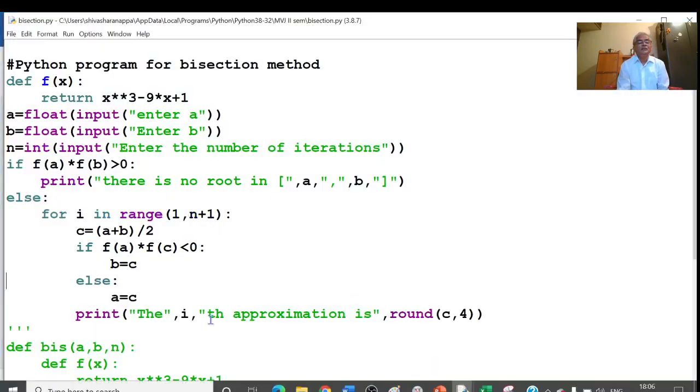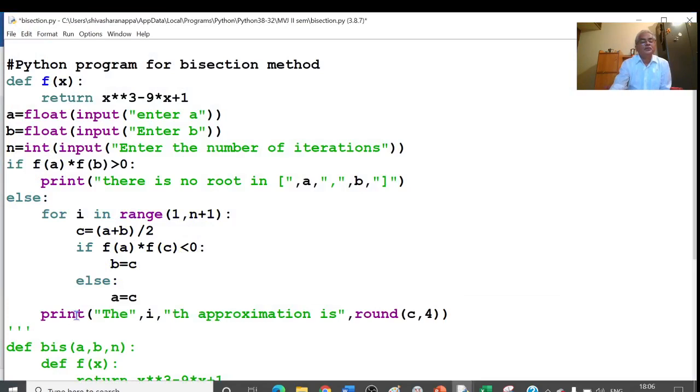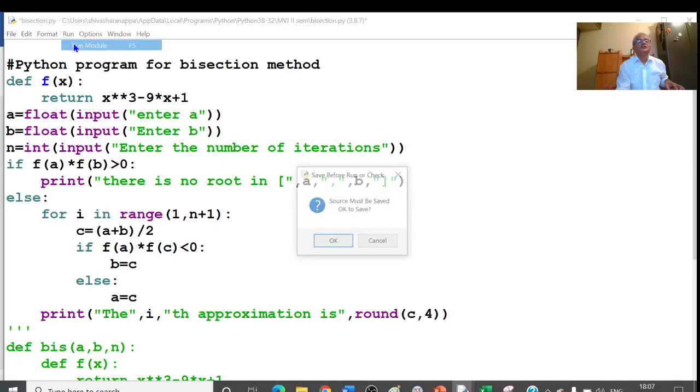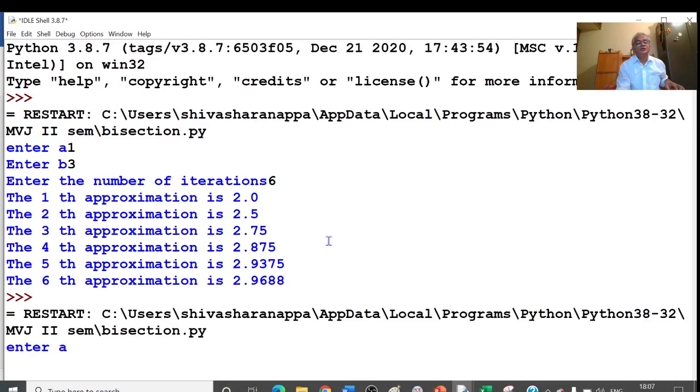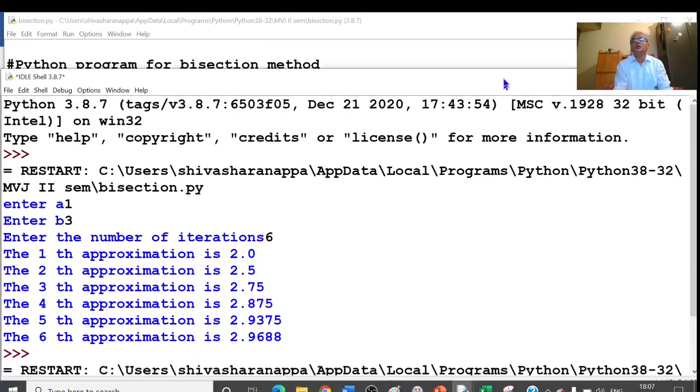Now here, if we give this print statement outside of this for loop, what happens? Suppose I write this print statement here, then what happens is every time the approximated value is not printed, it only gives the last approximated value, that is the sixth approximated value. If I run this program, yeah, enter the value of a, 1, enter, b say 3, enter, then I am getting only the last approximated value.